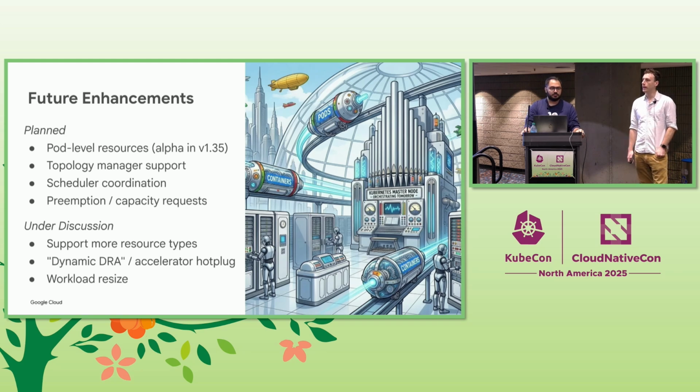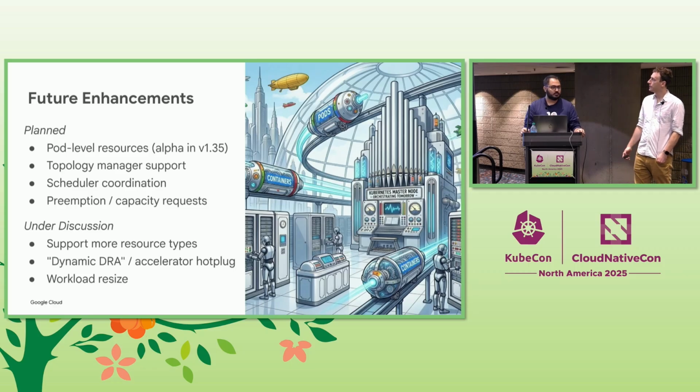And then we also want to add support for preemption or capacity requests. So you do a resize, scale up, there's not resources available for it, so it enters the deferred state. If that's a high priority workload, we want to add the ability to automatically preempt or evict a lower priority workload to make space for that high priority workload.